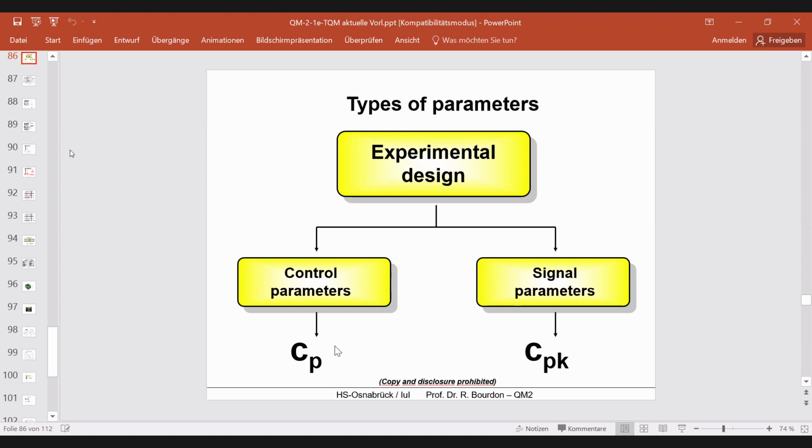So in many processes, you can find out after analyzing the experimental designs, the design of a DOE, which machine parameter is more for the variation and which one is more for the centering of the process.